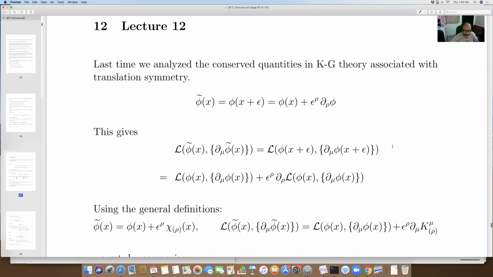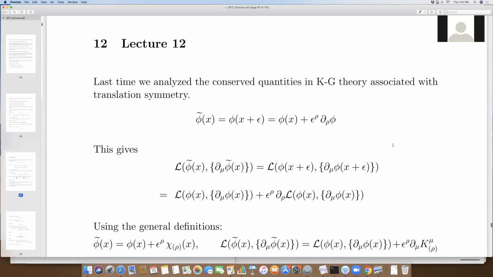Sir, as you said, the integral of J0 is conserved. But sir, I don't understand the meaning of the statement that the number operator is a consequence of phase symmetry. Sir, physically, I'm not understanding this sentence.